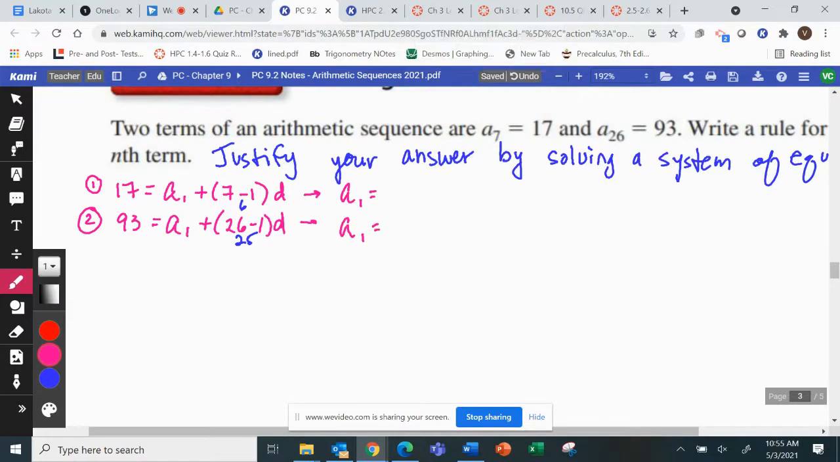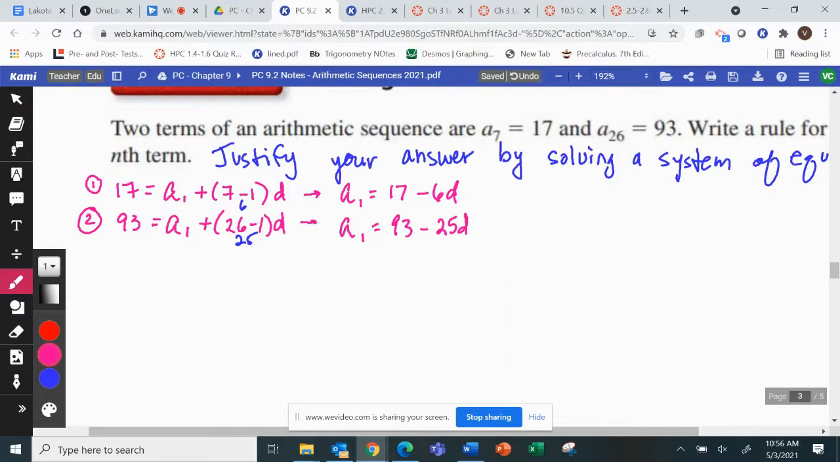When we solve by substitution, we want an equation where one of the variables equals something. You could just make one of these a sub 1 equals, or you can do them both. It doesn't really matter which option you choose. If I use equation 1 and make it a sub 1 equals, I get 17 minus 6d. And for the other, a sub 1 equals 93 minus 25d. So now I have two equations, both solved for a sub 1. Again, it could just be one of the equations solved.